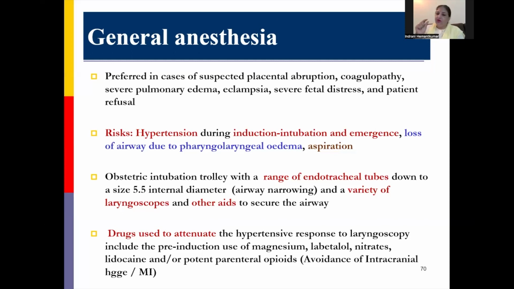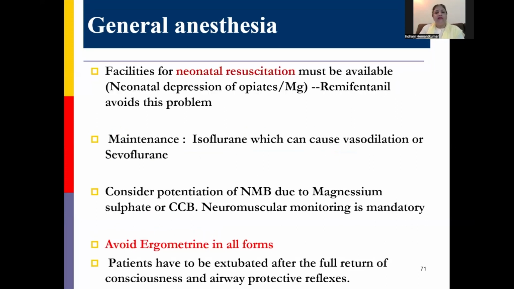Remember, you have to have small size endotracheal tubes in your trolley, about 6.5 to 5.5 diameter, and you have to attenuate the hypertensive response with labetalol, magnesium, NTG, lignocaine, whatever suits you well. And have facilities for neonatal resuscitation in these patients, especially if you have given magnesium or opiates or remifentanil. Remifentanil can avoid this problem because by the time the baby is delivered, the effect of remifentanil is over. So usually remifentanil is very useful.